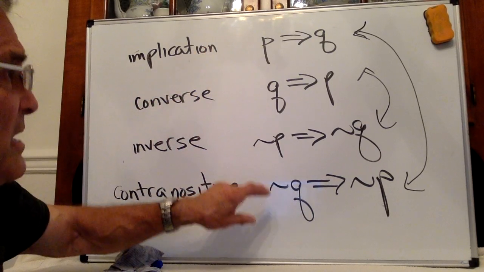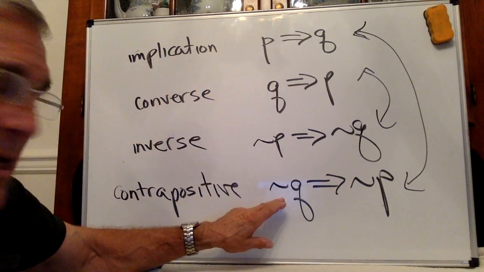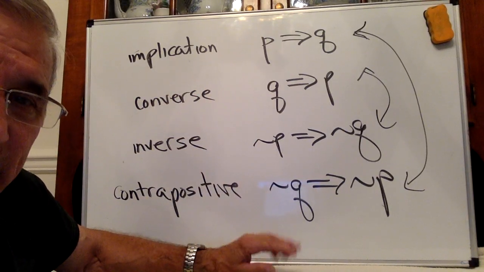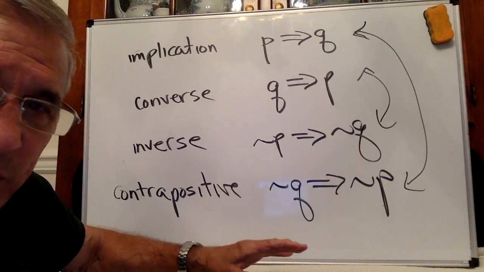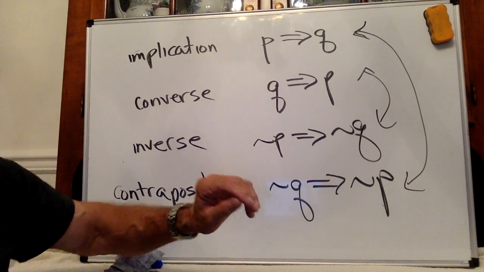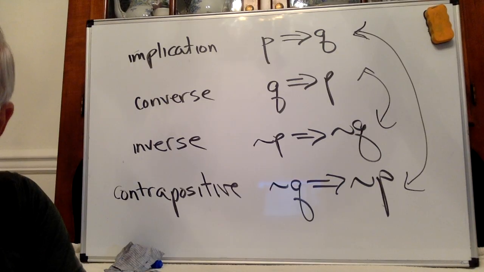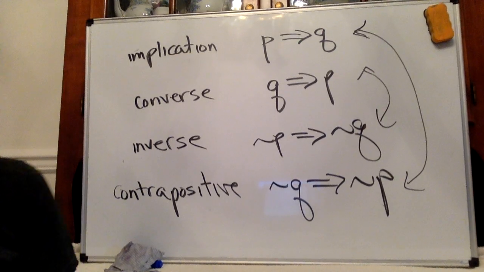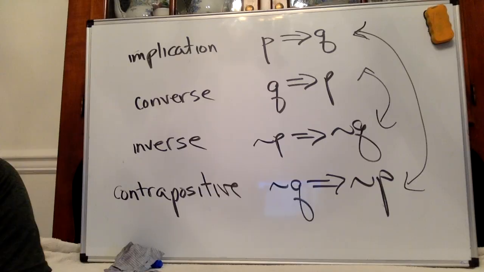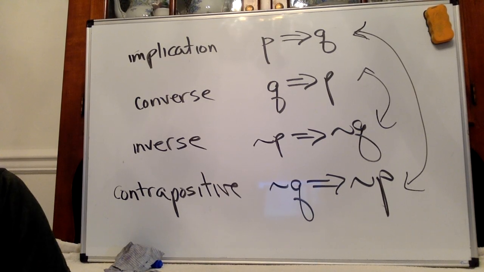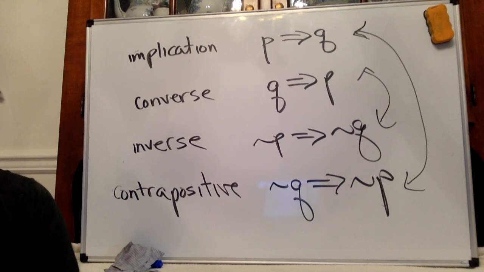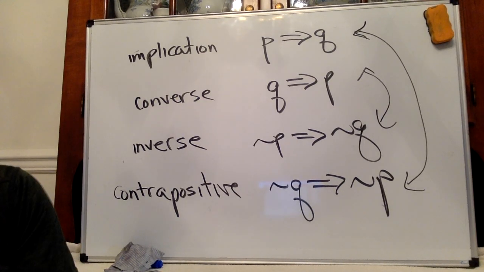A statement, an implication, and the contrapositive will always have the same truth value. If one is true, the other is true. If one is false, the other is false. Now, we're not going to do a lot with this, but I am going to give you a couple of problems for homework. What they want you to do in these kinds of problems is turn a given statement into symbols, and then they're going to ask you to do things with it.